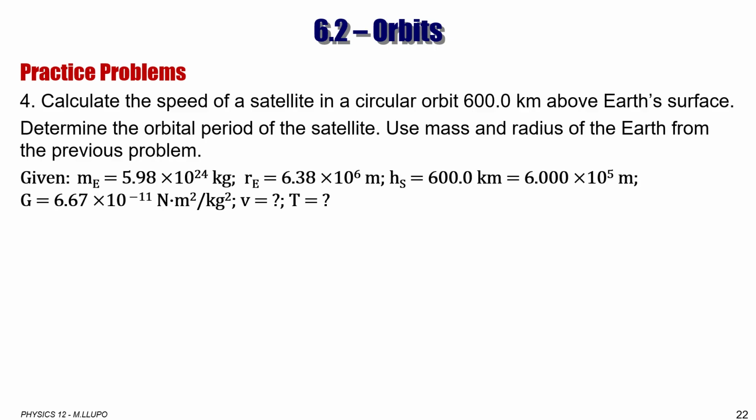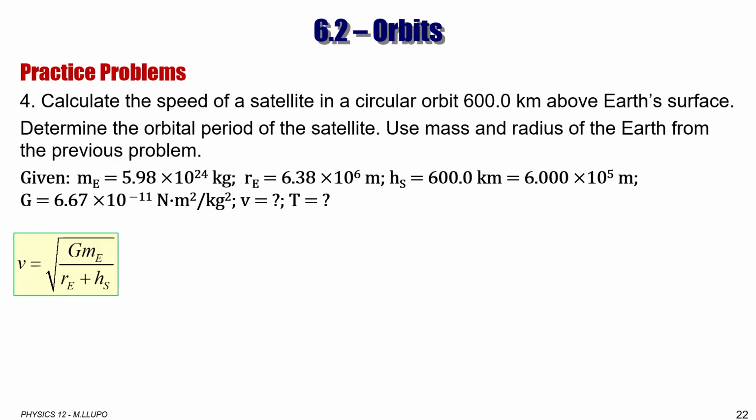Now, the mass of the Earth is 5.98 times 10 to the power of 24 kilogram. The radius is 6.38 times 10 to the power of 6 meter. The altitude of the satellite is 600 kilometers, or 6 times 10 to the power of 5 meter. The universal constant is 6.67 times 10 to the power of negative 11 Newton meter squared per kilogram squared. Speed and period are required.